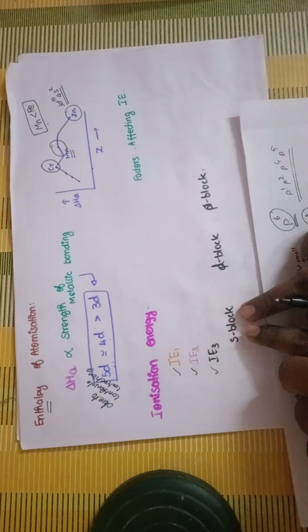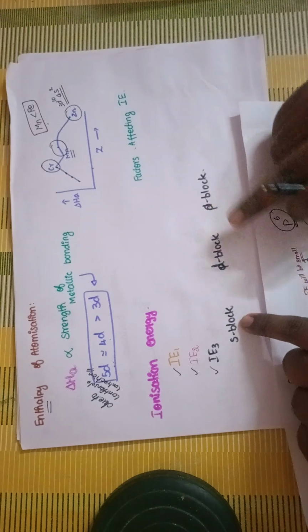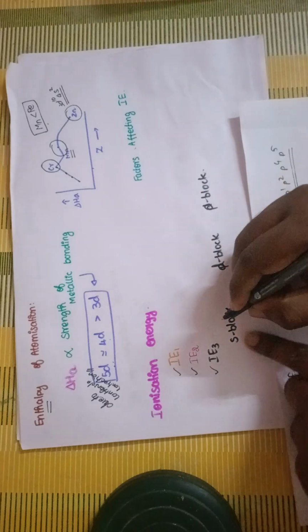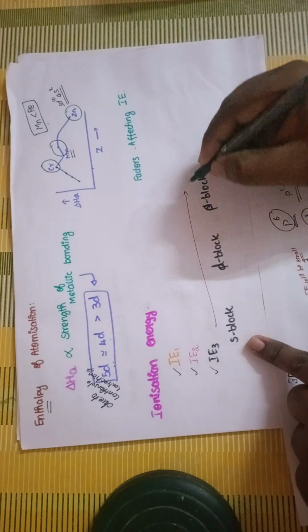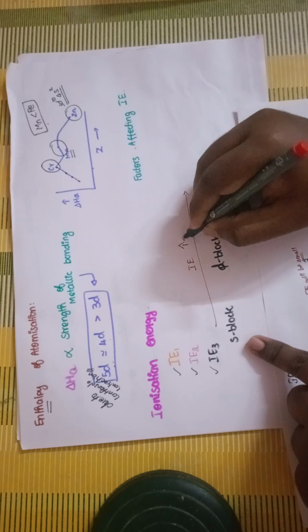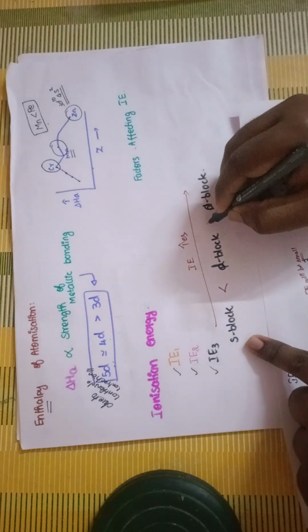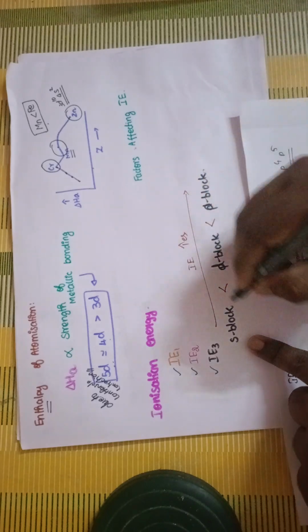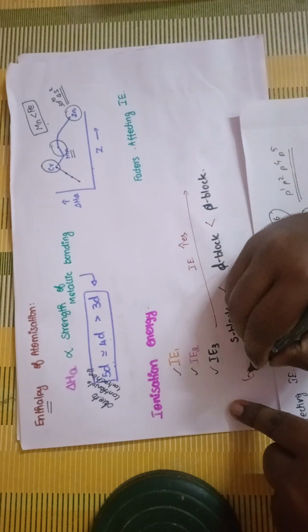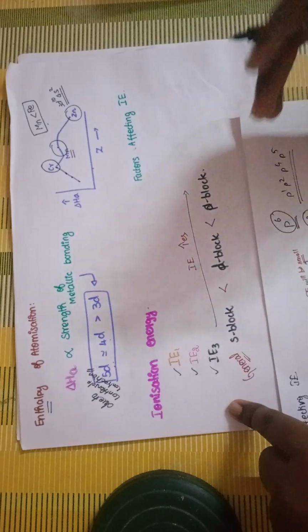And here S block, D block, P block. In the periodic table, we have the arrangement like this: S block, D block, P block. What should happen across the period? Ionization energy increases. So S block will have lower ionization energy than D block, and D block will have lower ionization energy than P block. This is the general variation. Don't forget.